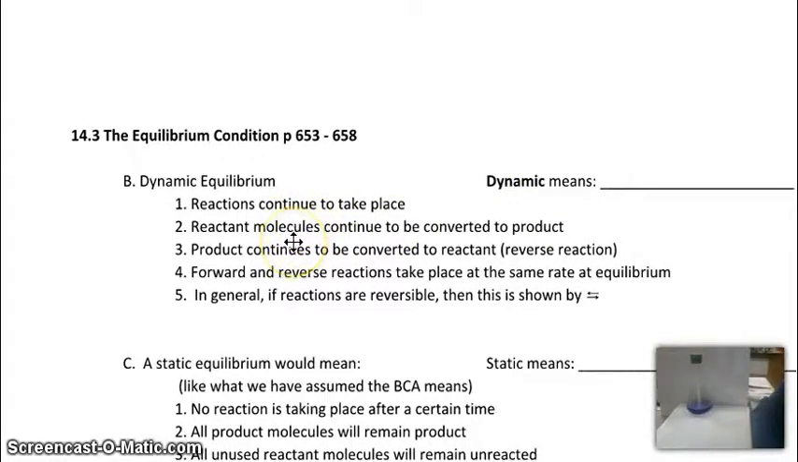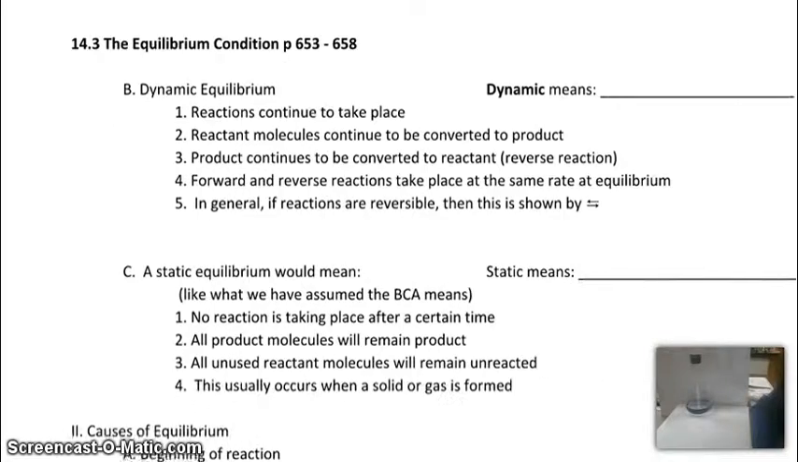Reactant molecules converted to products. Will you please write this down? That's your forward reaction. Okay. Products continue to be converted to reactants. That's your reverse reaction. Forward and reverse reactions take place at the same rate at equilibrium, and general reactions are reversible. This is shown by the double arrows, kind of like this. This is a reversible reaction. Notice that the blue is already starting to fade as the colorless starts coming through.